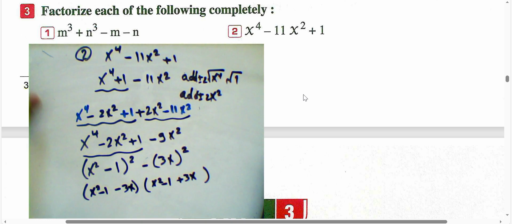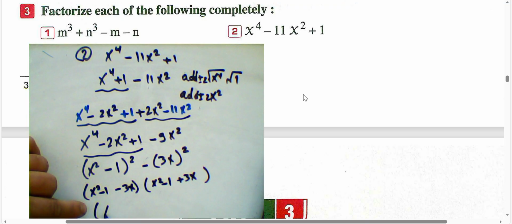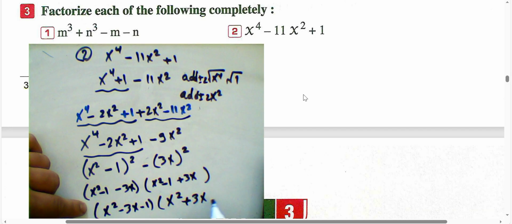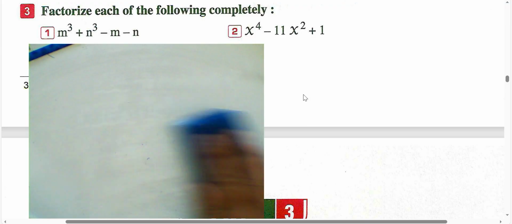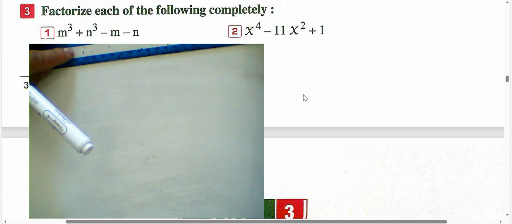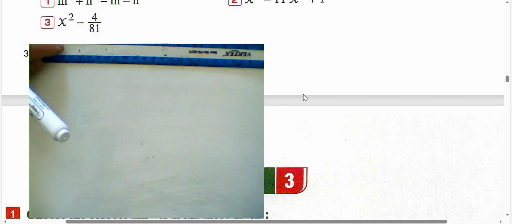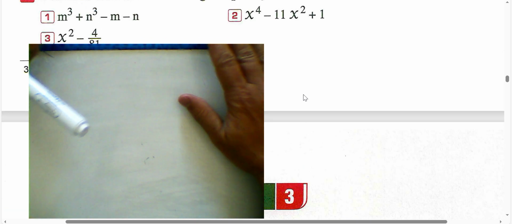Understood? This is the factorizing of this example. It's the last step. You must know the steps to find the answer. You can repeat it: this expression, x power 2 minus 3x minus 1, and here also x power 2 plus 3x minus 1. Okay, these are important questions. You must know the steps to factorize the expression. Next question, number 3.